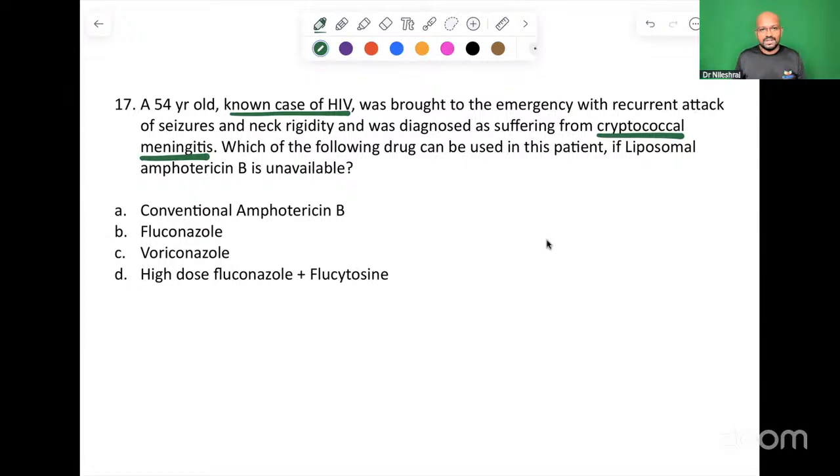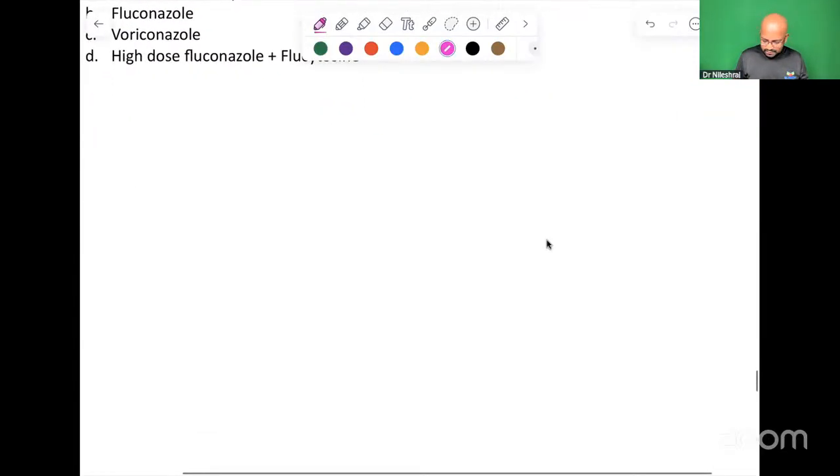Well, that's the twist in the question. Most of you would know that cryptococcal meningitis we can manage with liposomal amphotericin B, but which can be given in case LAMB cannot be administered, or we can put it in a different way. If the IV route is not possible, if intravenous administration is not possible, then which drug can be given? I'll give you the sequence of therapy in terms of cryptococcal meningitis.